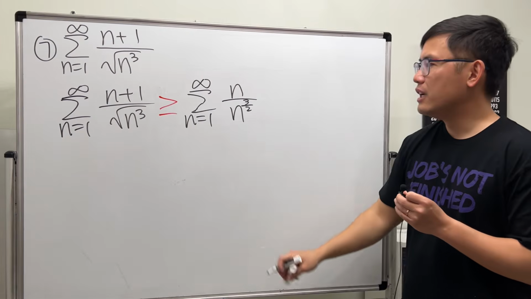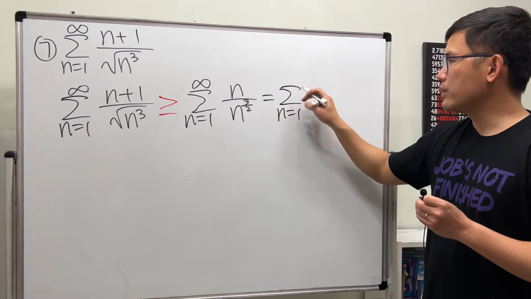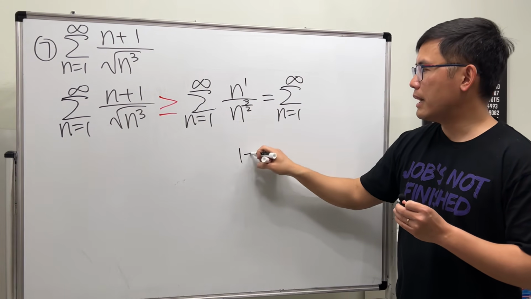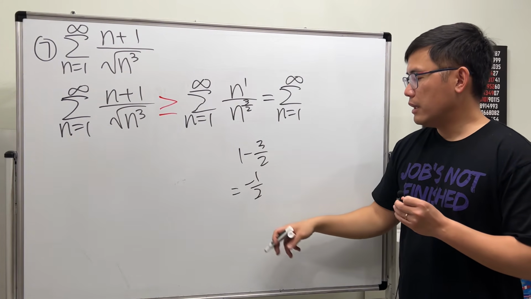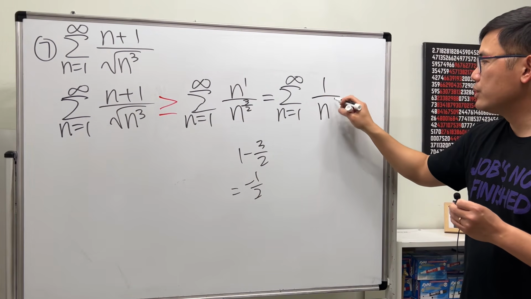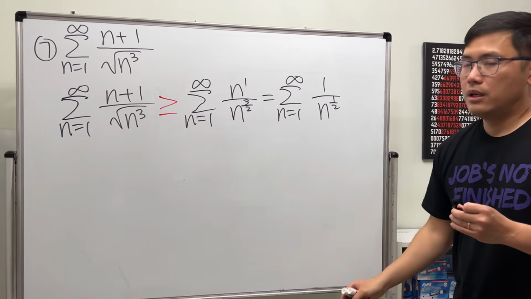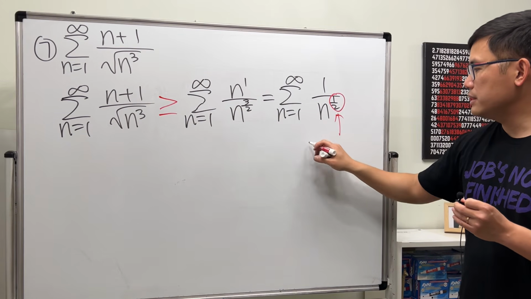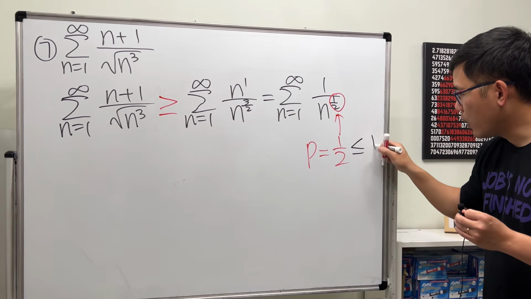All right. Now if you work this out, this right here is the series as n goes from 1 to infinity. This is n to the first power, and just do 1 minus 3 over 2. And we will end up with negative 1/2. And that will be the new exponent, which will give us 1 over n to the 1/2 power on the bottom, right here. So now, for this series, we know that it's a p series, and p is equal to 1/2, which is less than or equal to 1.